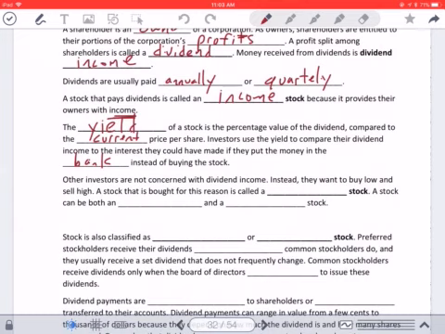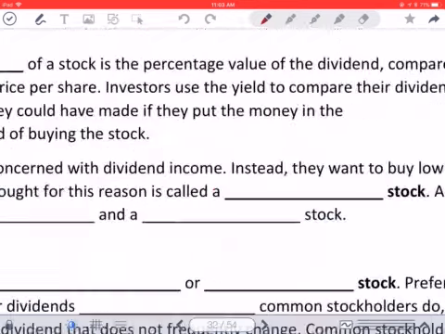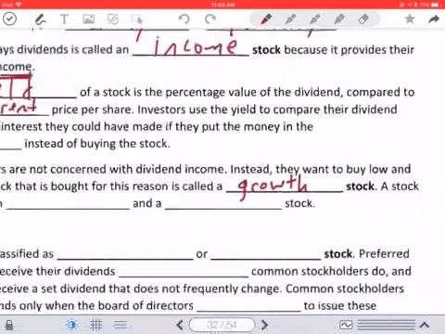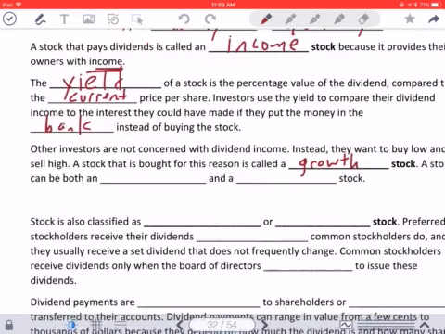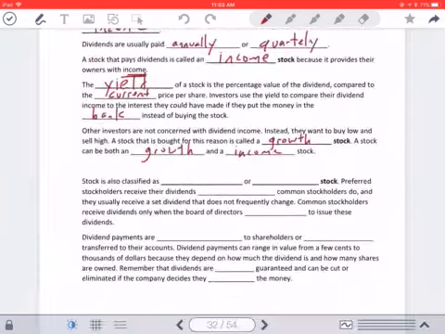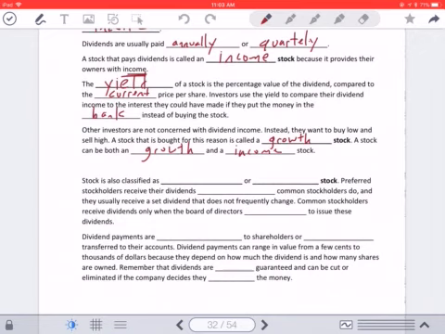Other investors are not concerned with dividend income. Instead, they want to buy low and sell high. A stock that is bought for this reason is called a growth stock. So in the project, maybe you saw the word growth stock when you were investing. A stock can be both a growth stock and an income stock. So you could have a stock that you want to grow and sell, and that also gives you some dividend income.